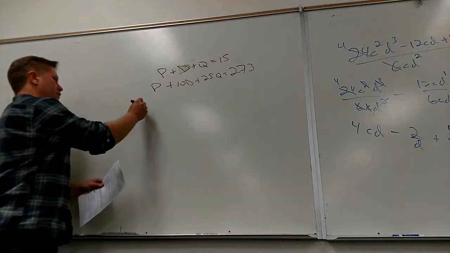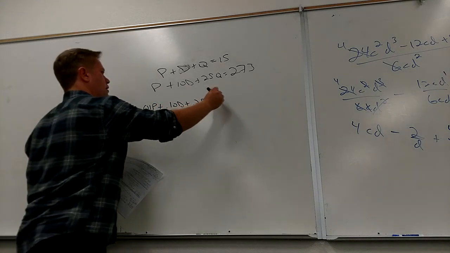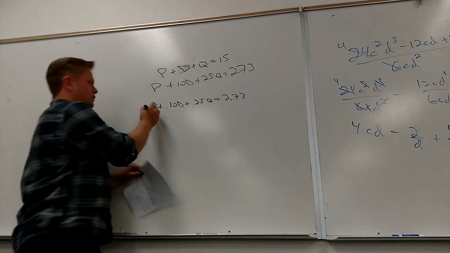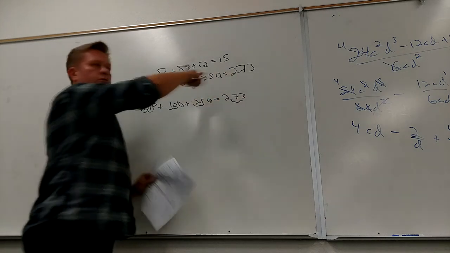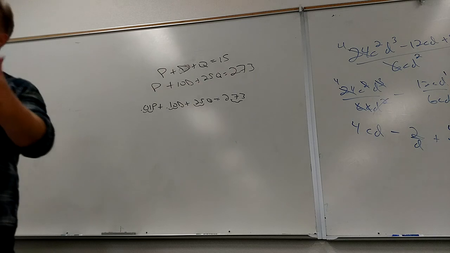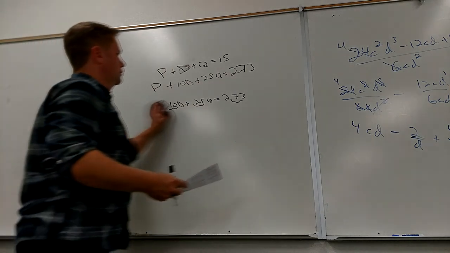So you could write 0.01p plus 0.10d plus 0.25q equals 2.73. But then you see how if you just multiply everything by 100, no decimals. So just do things in terms of cents from the beginning. You don't have to deal with decimals then.